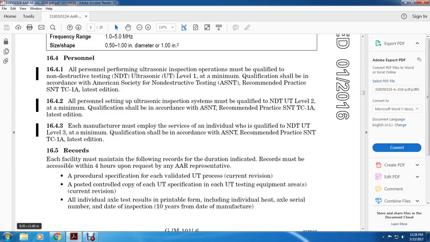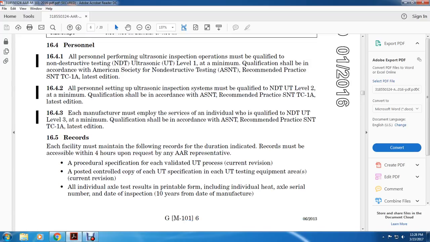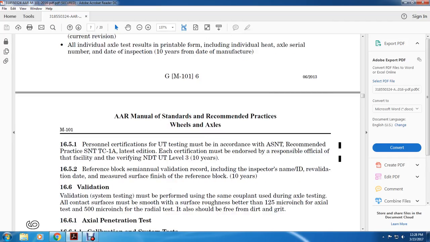All individual axle test results in printable form. Individual heat, axle serial number, date of inspection, 10 years from the date of manufacture. 16.5.1 Personnel certification for the ultrasonic testing must be in accordance with the American Society for Nondestructive Testing recommended practice SNT-TC-1A, with the latest edition. Each certification must be ensured with the responsible official of the facility verifying the non-destructive testing ultrasonic test level 3.